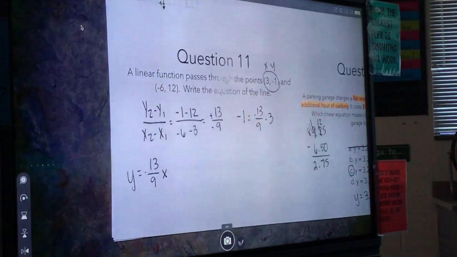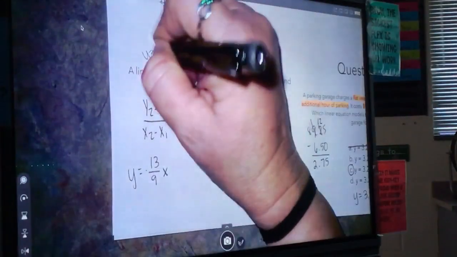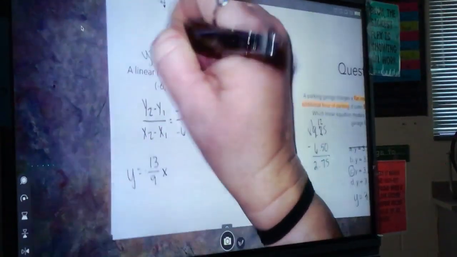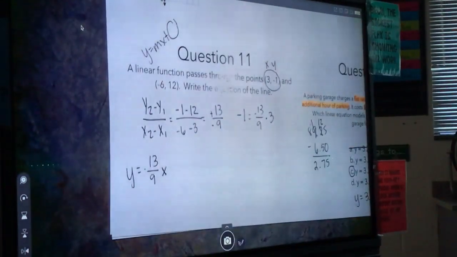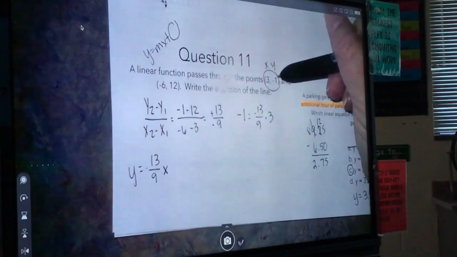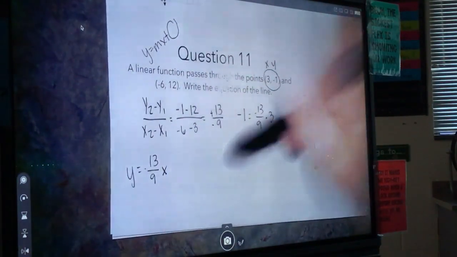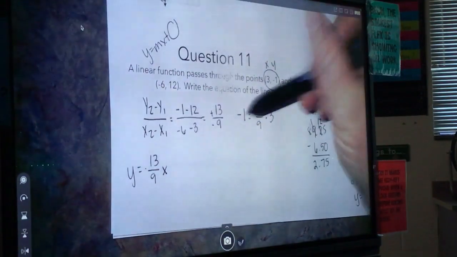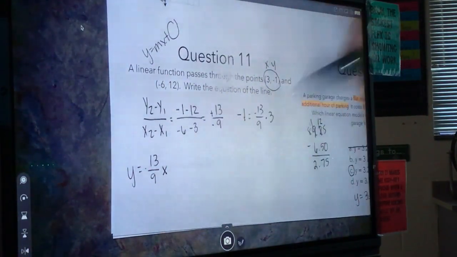Why are y'all looking at me like I'm insane? Did I not just take y equals mx plus b, and I don't know what my b is? My b is technically what I'm solving for. And I simply took an x and a y value and I plugged them in. I have to solve to make sure that this equals negative 1. That's all.